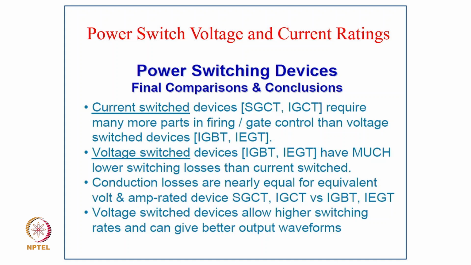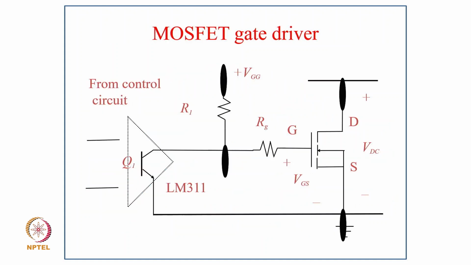Current switch devices like IGCT require many more parts in the firing and gate control than voltage switch devices like IGBT and IGET. Voltage switch devices like IGBT and IGET have much lower switching losses than current switch devices, and conduction losses are nearly equal for equivalent volt and ampere rated devices, GTO and IGCT versus IGBT and IGET. Voltage switch devices also allow higher switching rates and can give better output waveform.